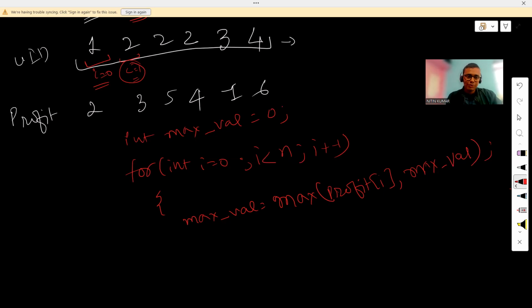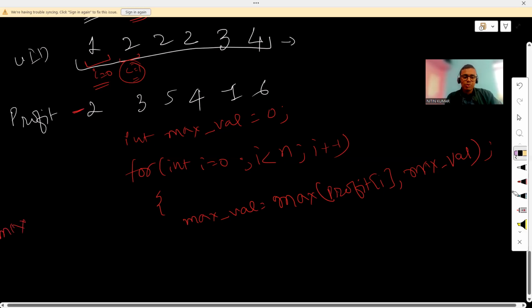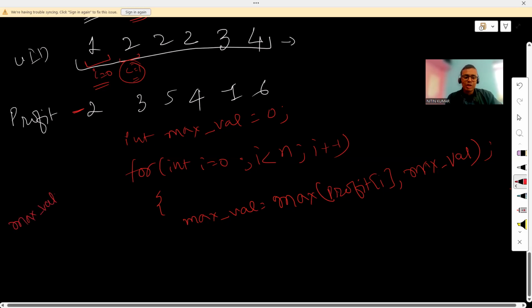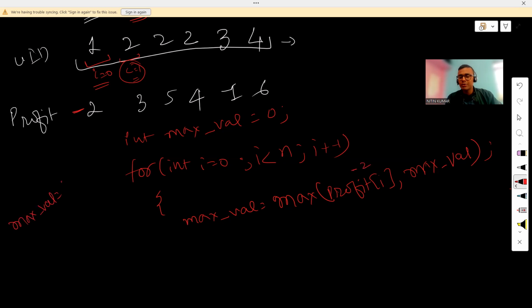For your clarity, let me take -2 here instead of 2. With the value -2, what will be stored in max value? The maximum of the profit of I, which is -2, and max value, which is 0. What is the maximum between -2 and 0? It is 0. So that is the need for initializing it to 0 and writing this code. Whenever a negative value occurs, we don't need to take it in our answer.